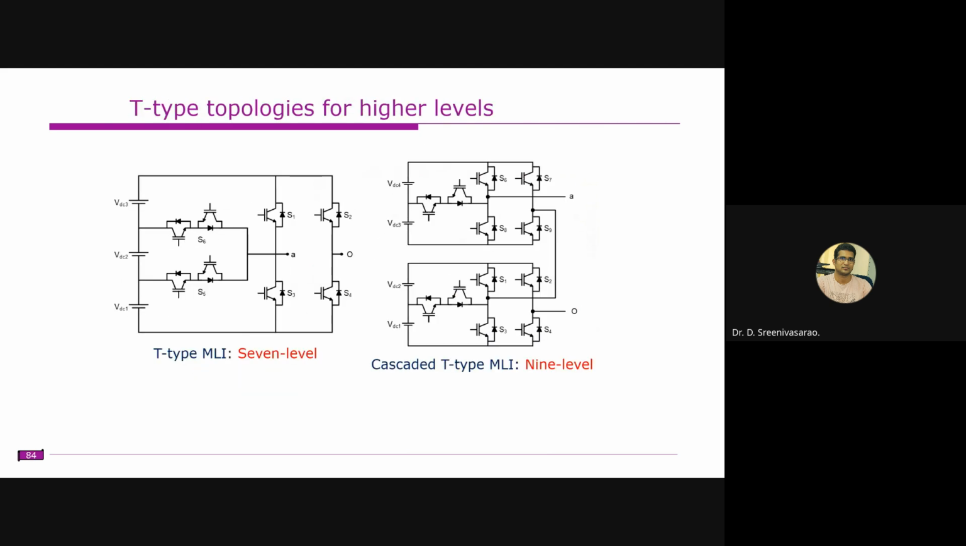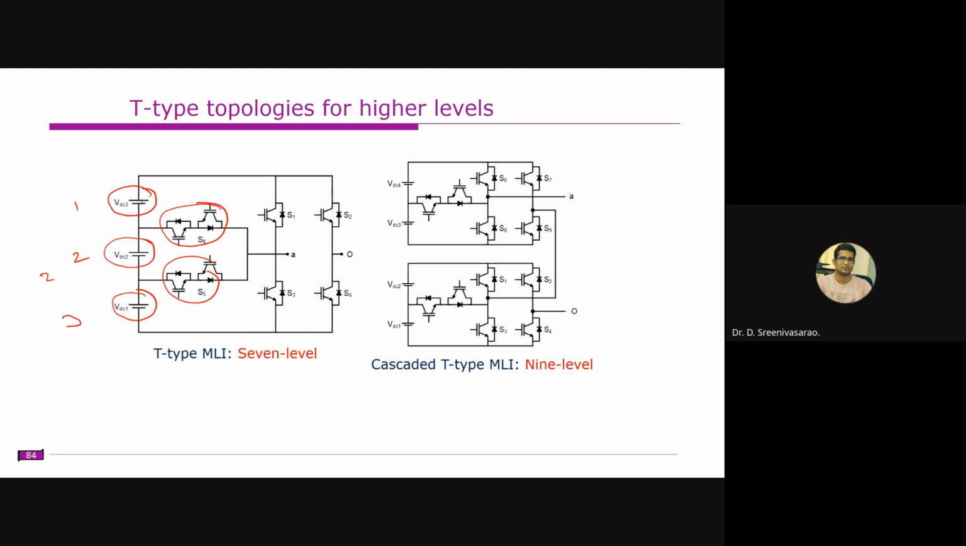So now the point is that if you want to increase the step height to the higher levels, earlier we have only this one. There are two ways to increase the number of levels. One is splitting this one. So earlier we have two DC sources, now we have three DC sources. One bidirectional switch between 1 and 2, and another bidirectional between 2 and 3. That is one way to increase the number of levels.